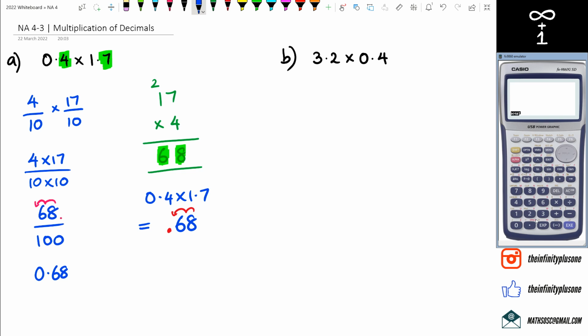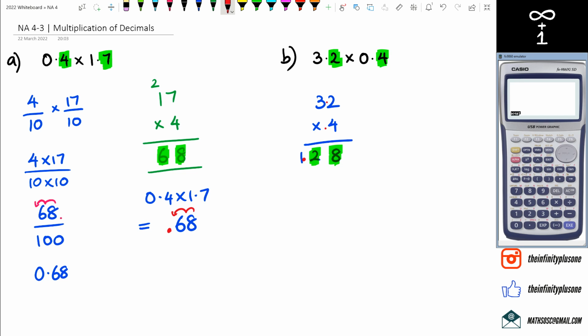All right, let's have a look at question B. I'm going to do this the fast way, guys, which is I'm going to go 32 times 4. Let's do 32 times 4. 4 times 2 is 8. 4 times 3 is 12. And then what I'm going to do is count the number of numbers that appear after the decimal point. And as you can see, there's 2 in this case. So which means I've got 1 and I've got 2. So my decimal point is going to be coming up there, which is 1.28.